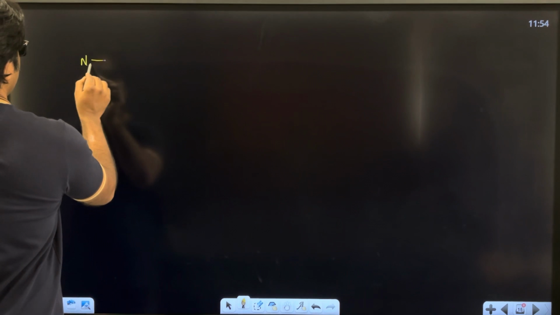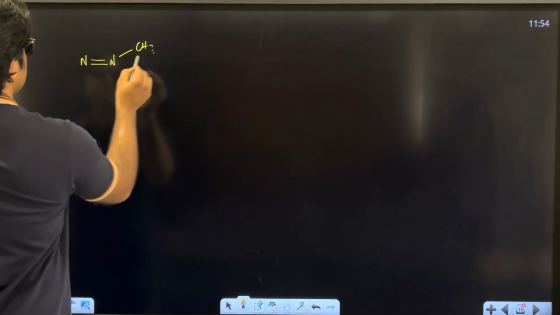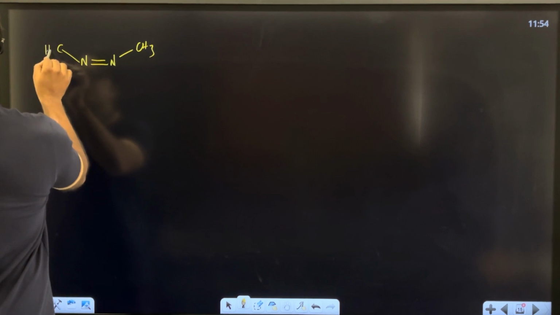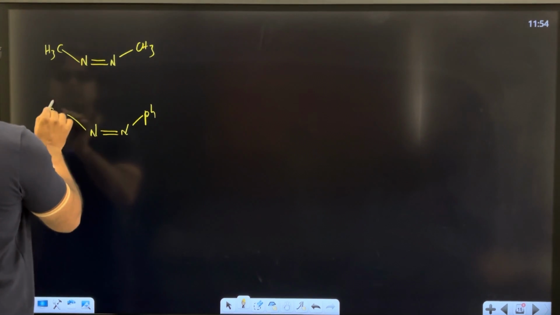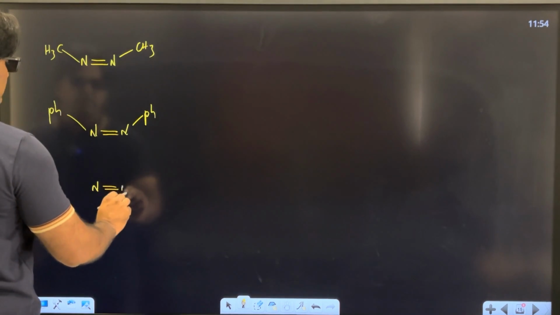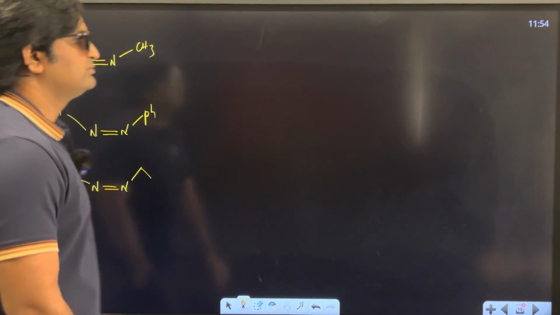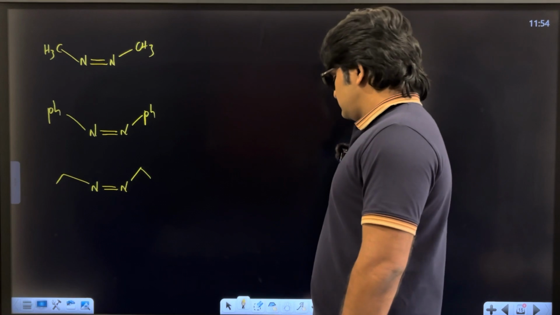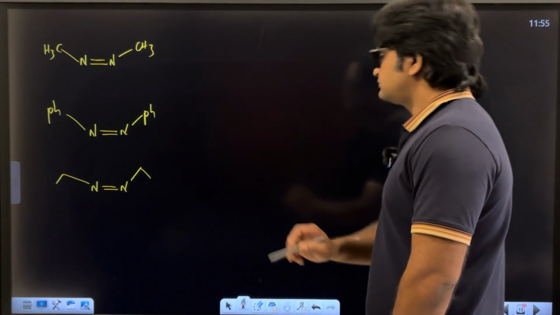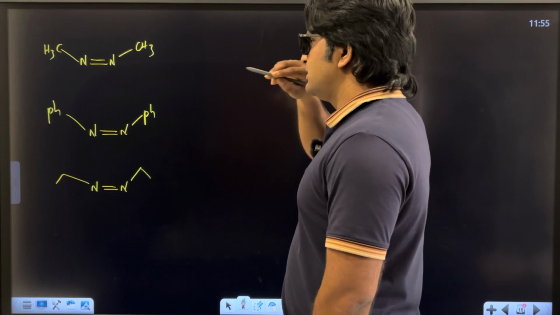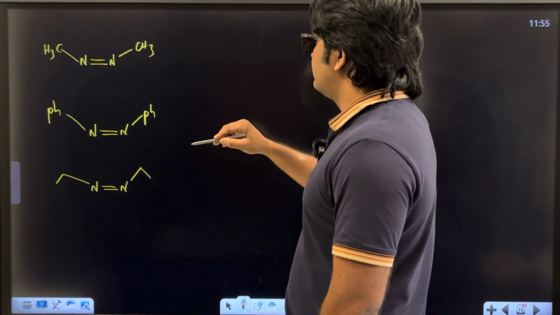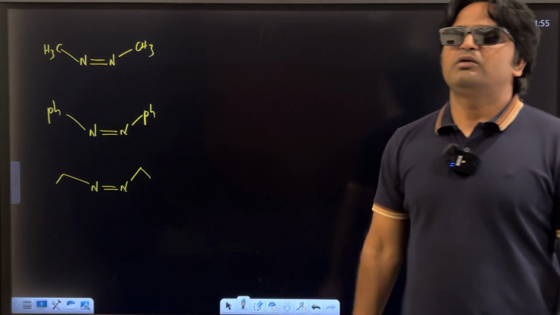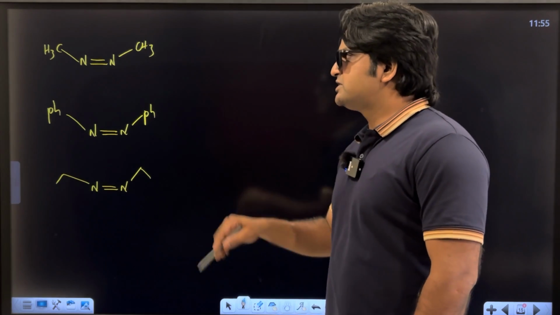A few more molecules I am giving, right? For example, N double bond N, CH3 and CH3 given. N double bond N, phenyl and phenyl given. N double bond N, ethyl and ethyl given. Now just look at this one. Diazo compounds. Right now it is not possible to discuss spiro compounds. That we will see in the next class.